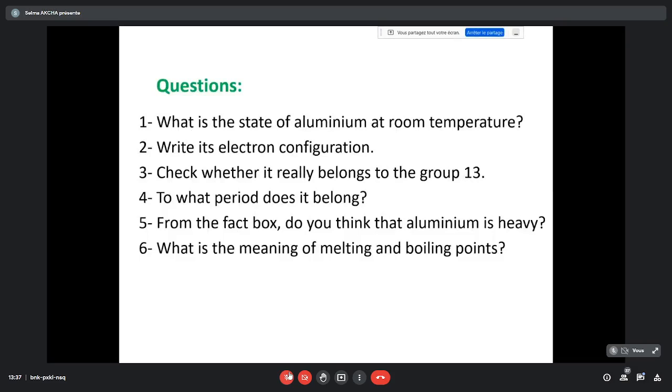First question, what is the state of aluminium at room temperature? What is the state of aluminium at room temperature? Guys, what is the state of aluminium at room temperature? Solid.